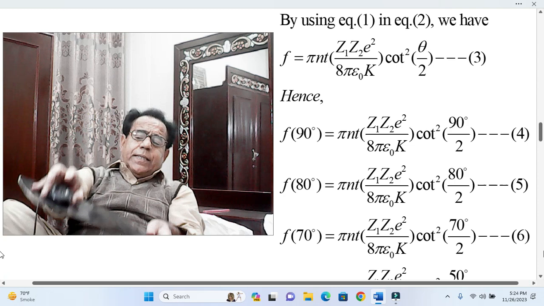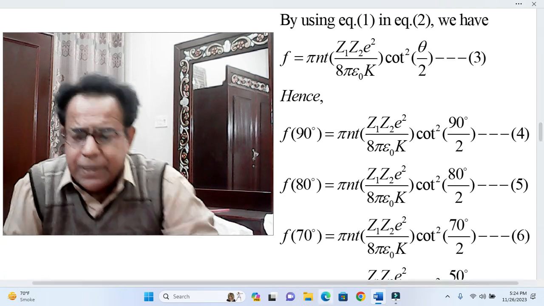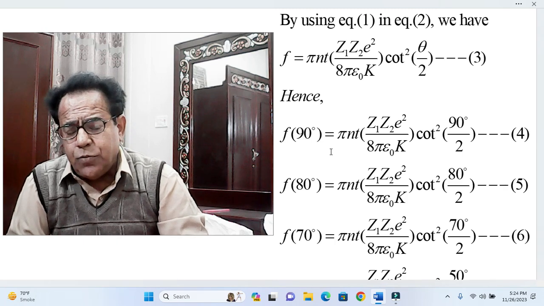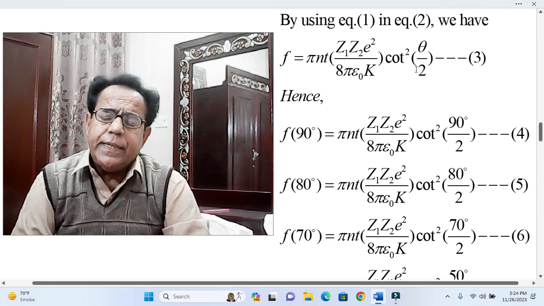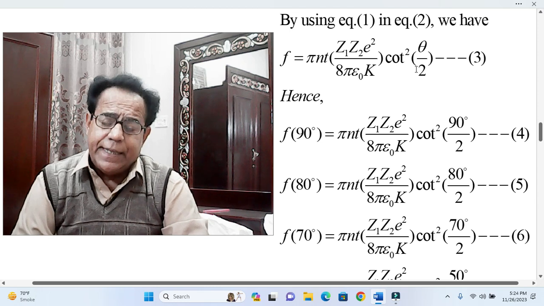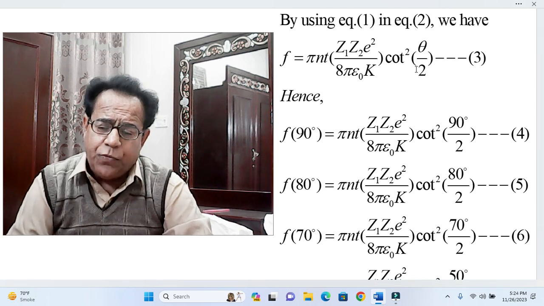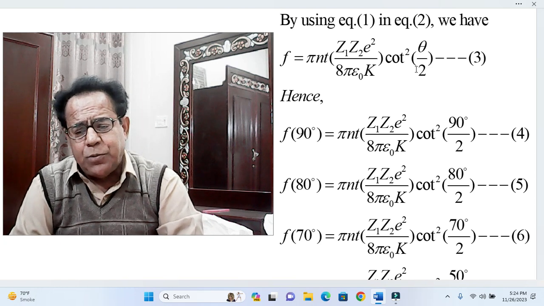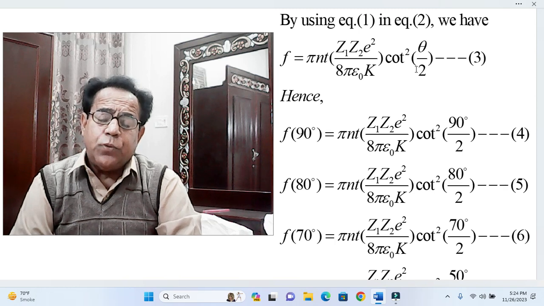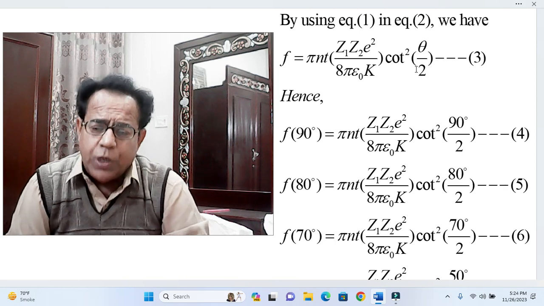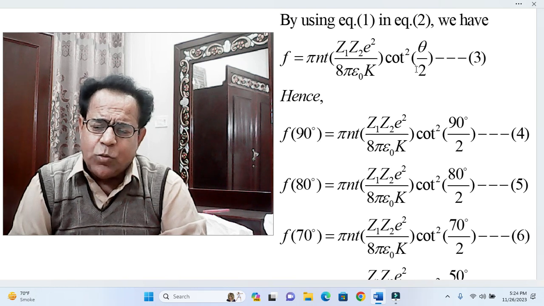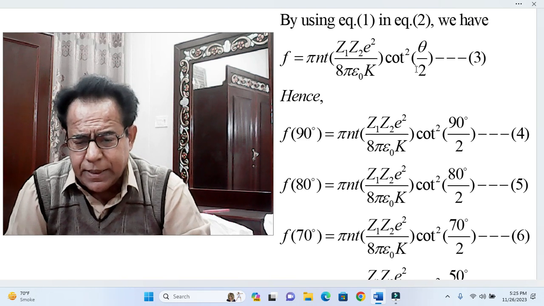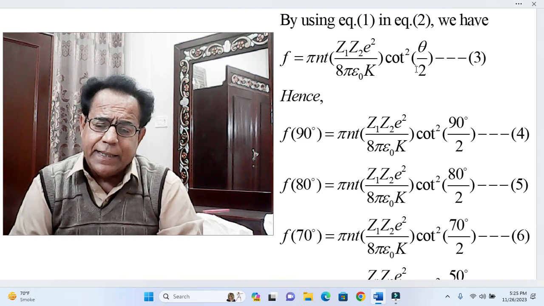Now, dear students, using equation number 3, one time we put theta equal to 50, then 70, then 80, then 90. We will put four values of angle theta and four values of scattered fraction f will be obtained. The four new equations will be named equation number 4, 5, 6, 7. So equation number 4 is the one in which the angle has been taken as 90.